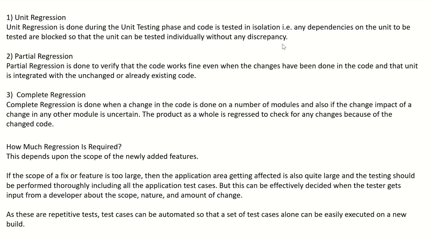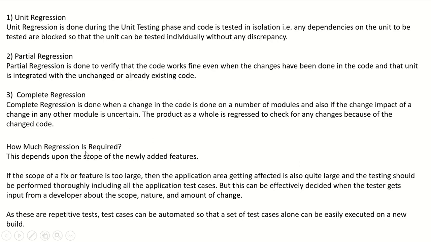Partial regression is done to verify that code works fine even when changes have been made in the code, and that unit is integrated with unchanged or already existing code. And complete regression is done when a change in code is made on a number of modules, and also if the impact of the change on any other module is uncertain.